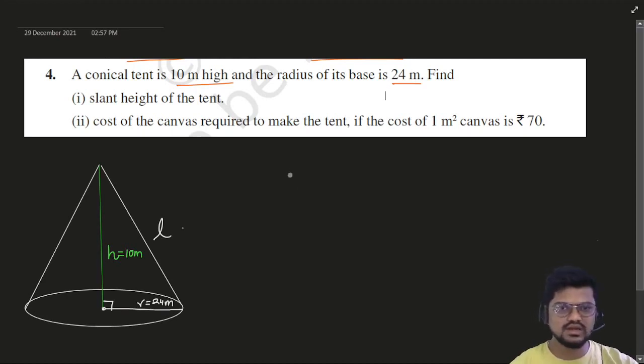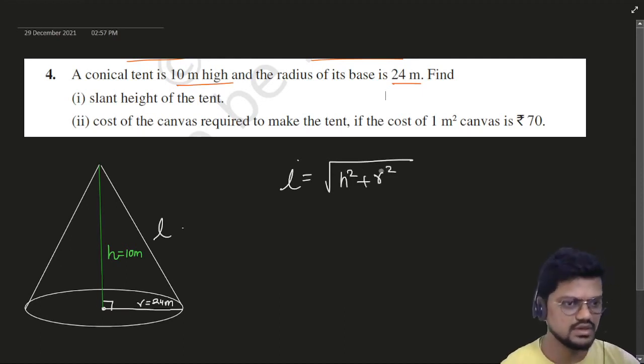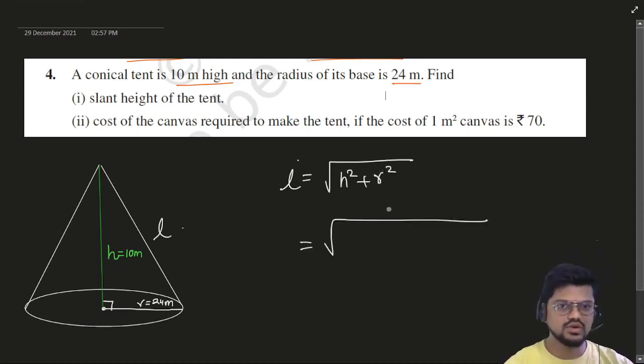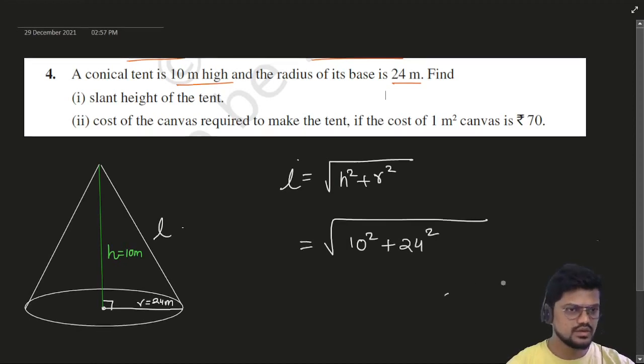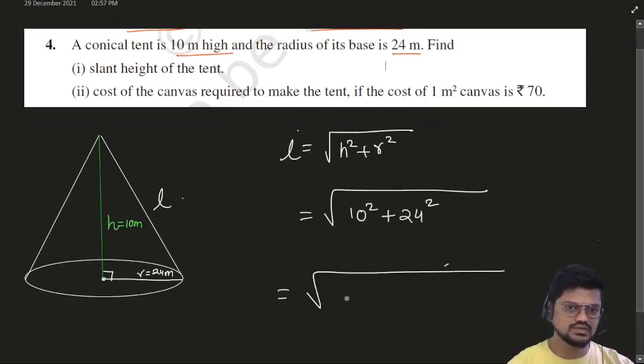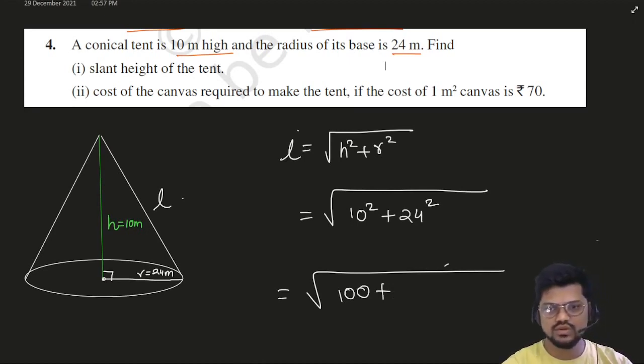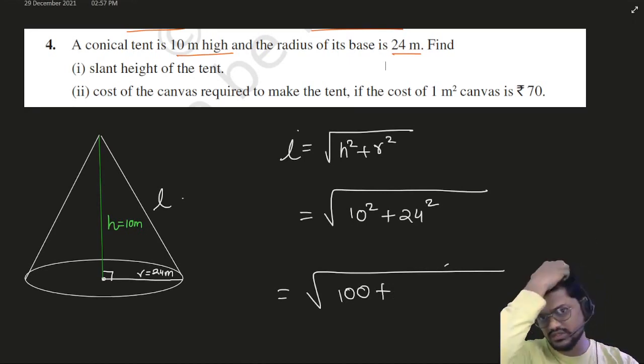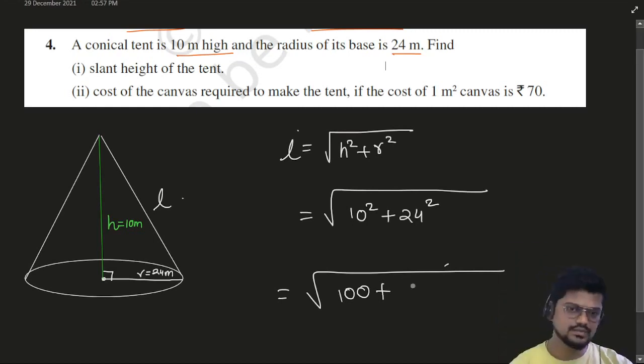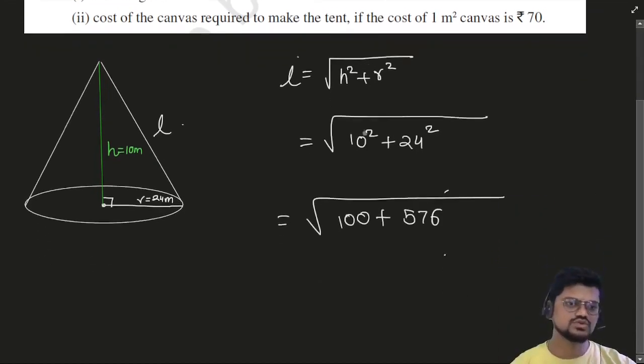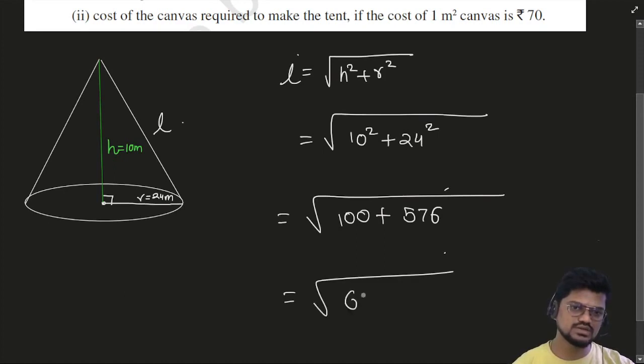We know that the slant height L is equal to under root of h square plus r square, by using Pythagoras. So that will be under root of h square, h is 10 square plus r is 24 square. So this will be under root of 10 square which is 100 plus 24 square, 24 into 24, which is 576. So this will be under root of 676.